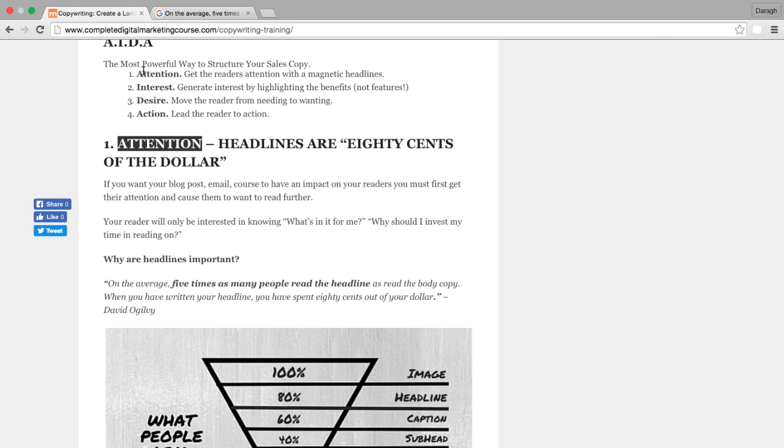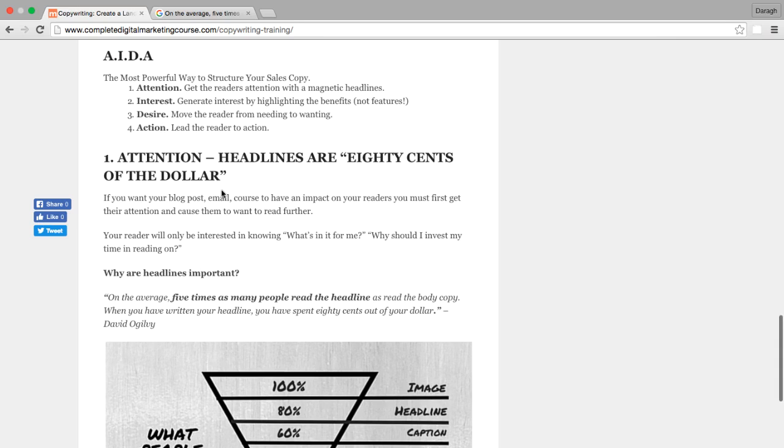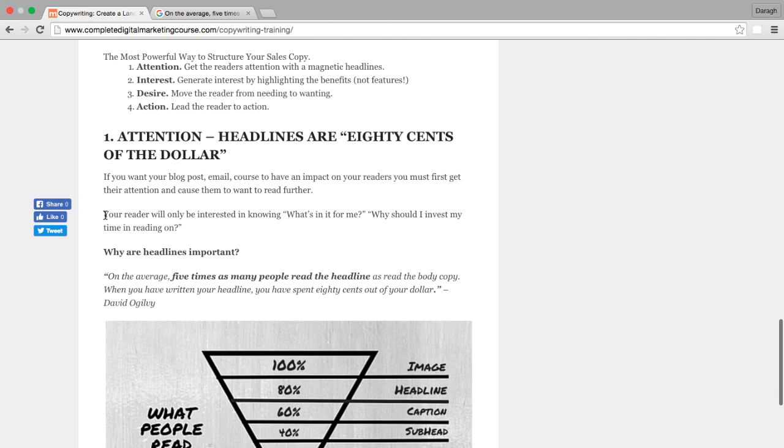Without their attention, you cannot cause them to be interested. You cannot get them to desire your product or service, and you can't get them to take action. So it all starts with attention. It's the most important part of this whole process, and it's the most important part of copywriting as well. Your reader will only be interested in knowing what's in it for me. Why should I invest my time in reading on?